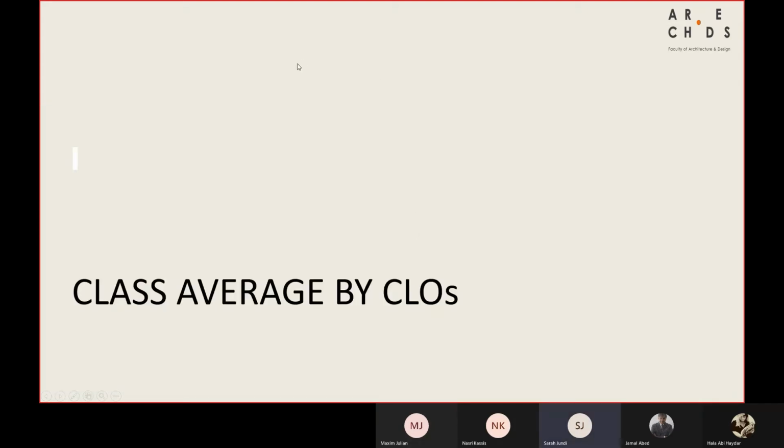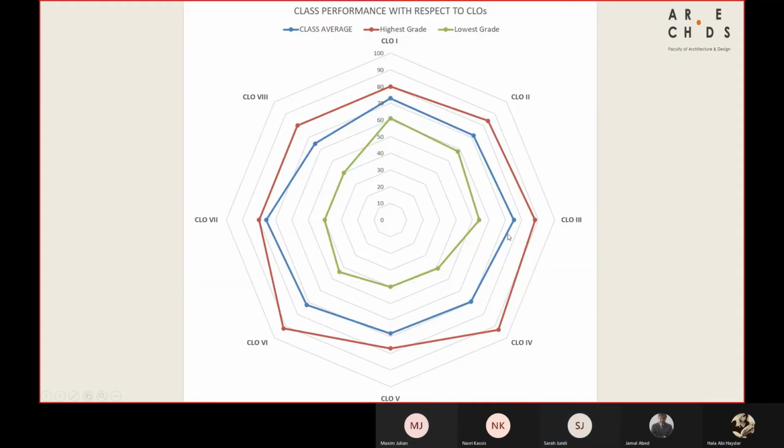Class average by CLOs. This graph shows the highest grade obtained for each CLO, the lowest grade in green, and the class average. We can also realize that the class average for every CLO is almost 70, sometimes above, sometimes below, but the range was around 70, the average of all CLOs.